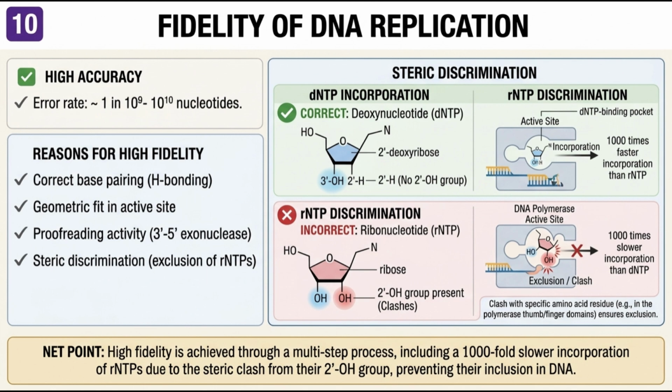First, correct hydrogen bonding between complementary bases improves specificity. Second, the active site geometry of DNA polymerase allows only correctly paired bases to fit efficiently. Third, proofreading activity removes incorrectly inserted nucleotides. Another important feature is steric discrimination. DNA polymerases strongly discriminate against rNTPs because ribonucleotides possess a 2' group. As a result, rNTPs are incorporated approximately 1,000 times slower than dNTPs.